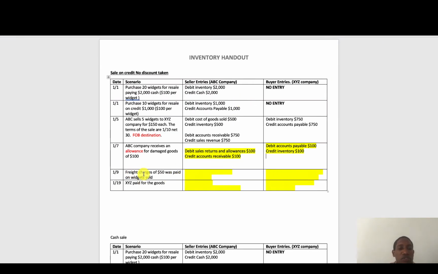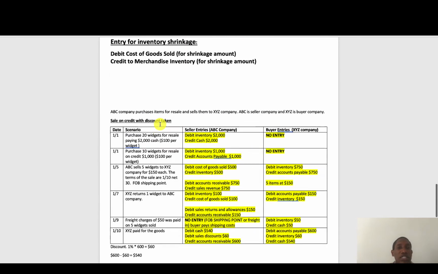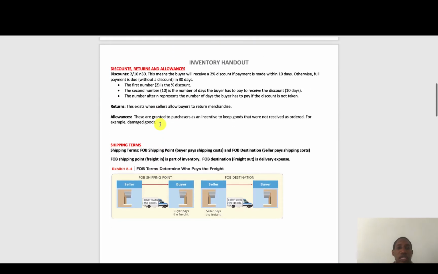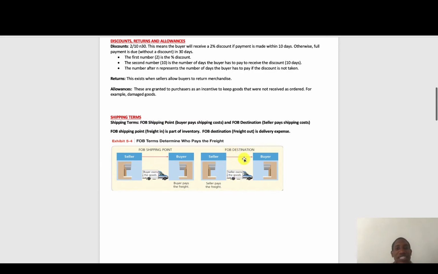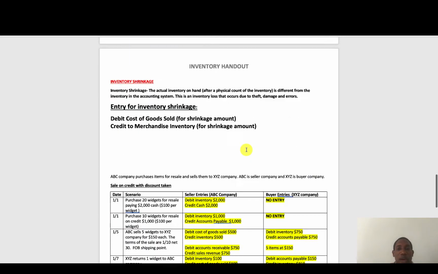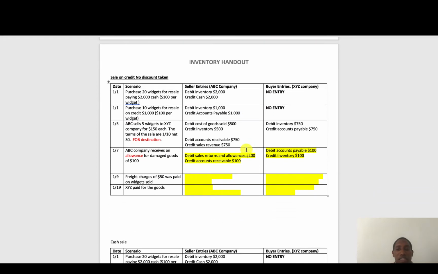So freight charges of $50 was paid on widgets sold. What is the freight? It's FOB destination. FOB destination, who pays? FOB destination, the seller pays, right? So the buyer is not going to pay anything. So here, the buyer is not going to have a journal entry. There's no entry for the buyer because the buyer doesn't pay for shipping cost. The seller pays.